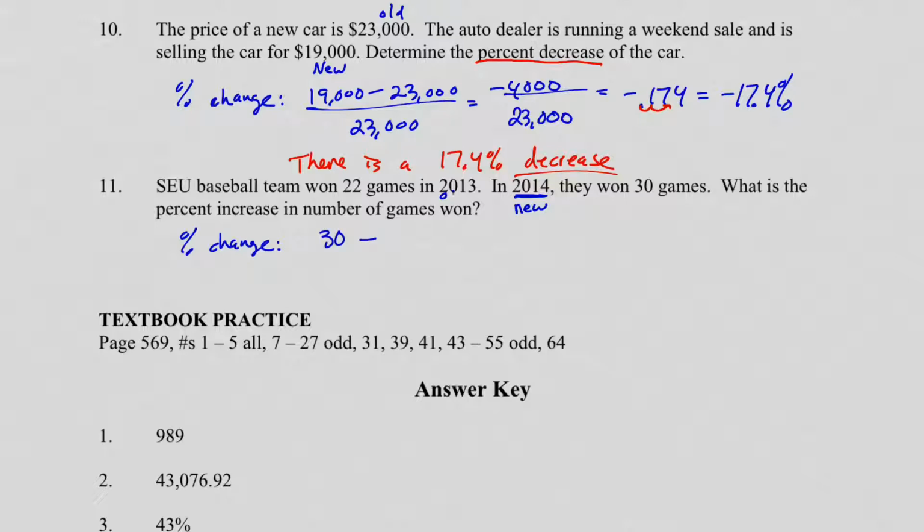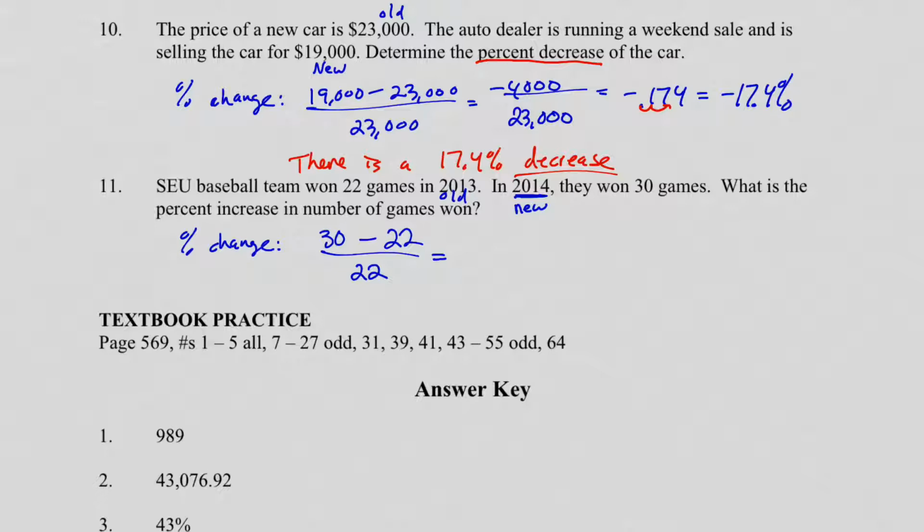Minus 2013, which is the older number. And now we get a positive difference. And you always divide by the old. If you divide by the new, you're going to get this wrong.